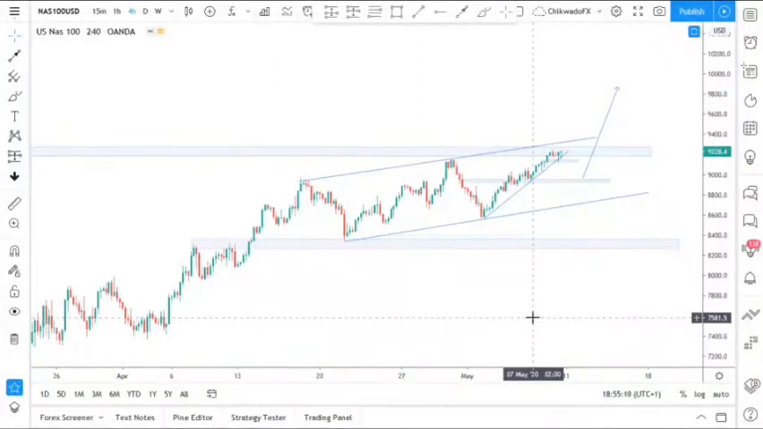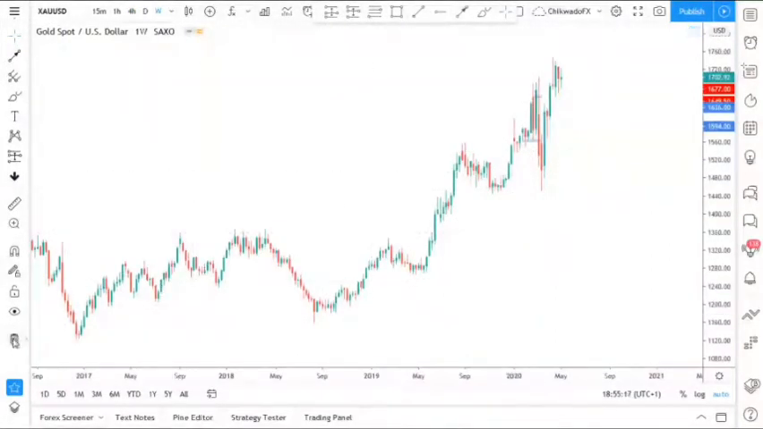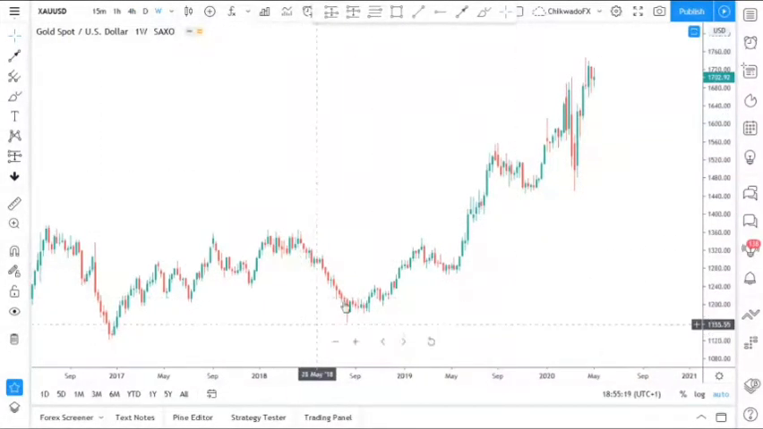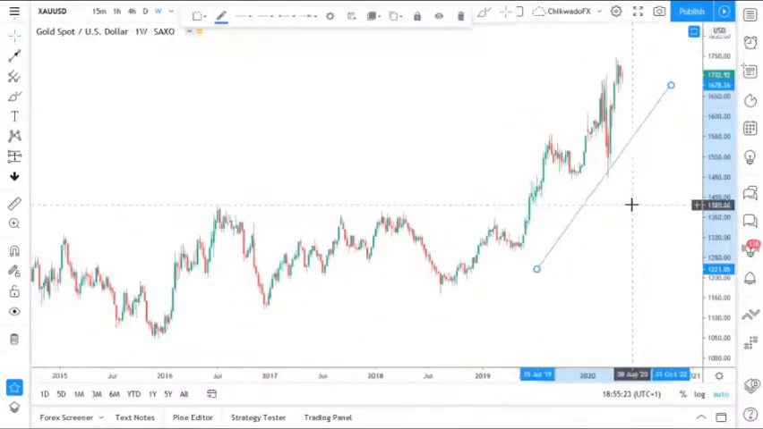Now looking at gold, you can see once again a clear chart here. Let's go over to the weekly time frame. Let's get rid of all that. Weekly time frame, gold, what's the direction? The direction is clearly in a bull market.